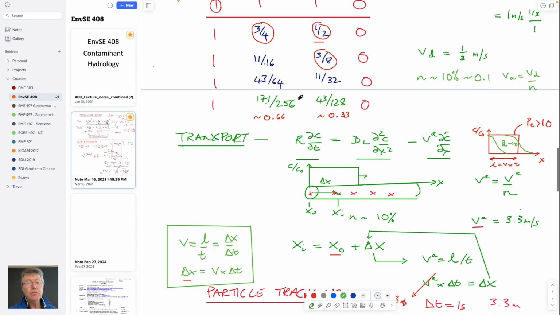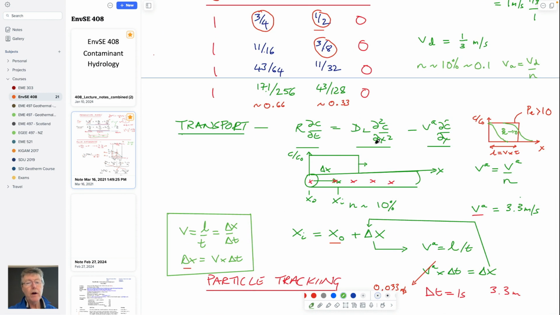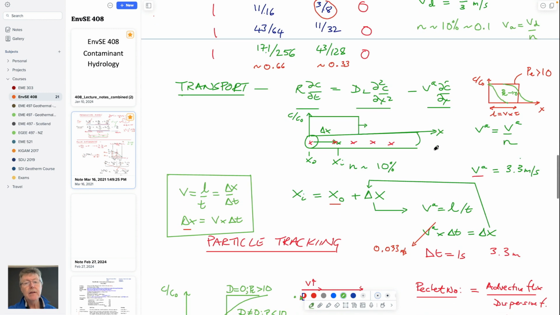It turns out that doing that doesn't work very well if the Peclet number is bigger than 10. It falls apart because it's dominated by this first order term, and these methods of solving don't work very well for first order differential equations. However, if it's dominated by this first order term, particle tracking works really well.